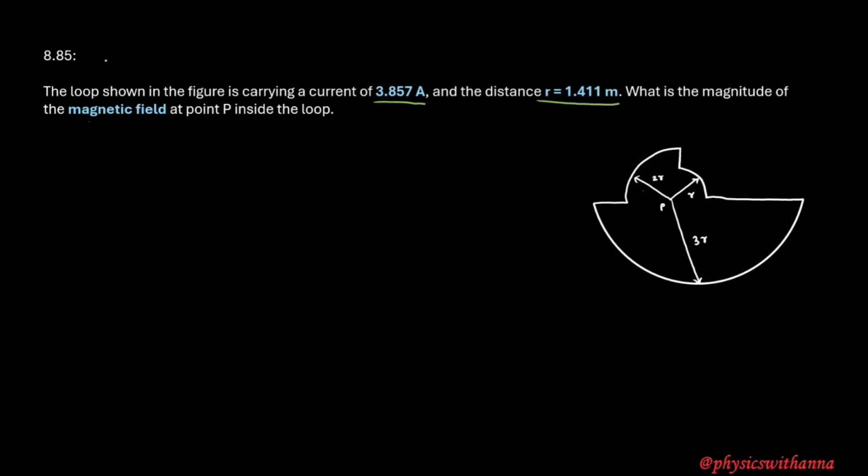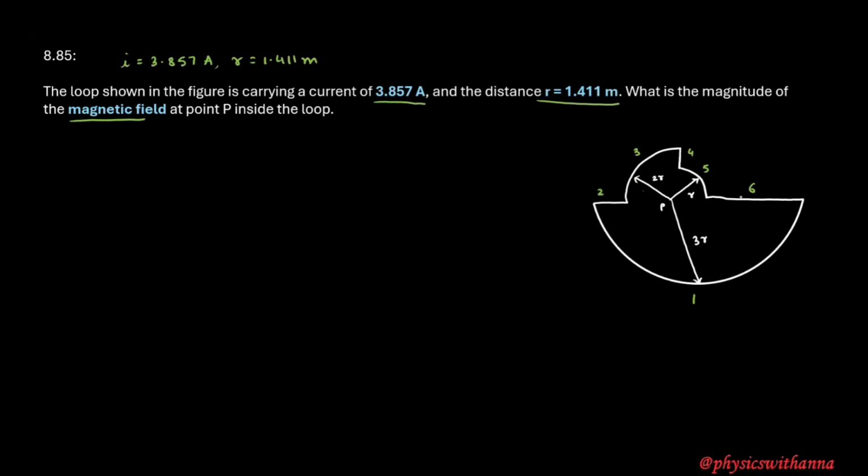So here we have a loop that carries a current I of 3.857 ampere. The value of R is 1.411 meter, and we need to find what is the magnitude of magnetic field at point P because of the loop. Now the loop is divided into different segments. We can label them. Let this be segment 1, 2, 3, 4, 5 and 6. And we need to find magnetic field at point P because of all these 6 segments.